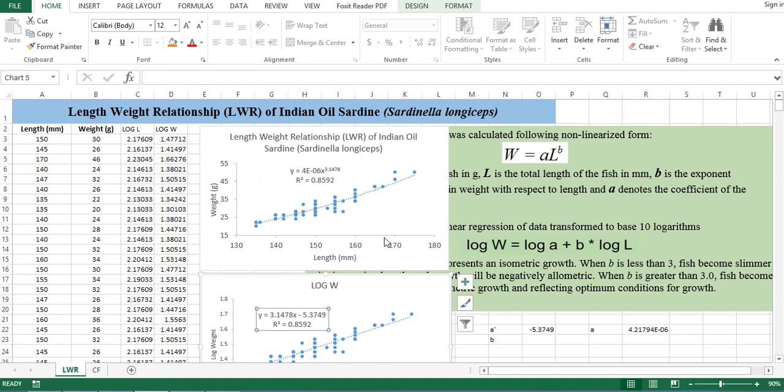In the next lecture we'll see the other population parameters one by one.